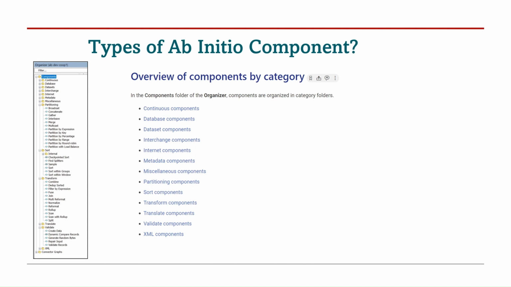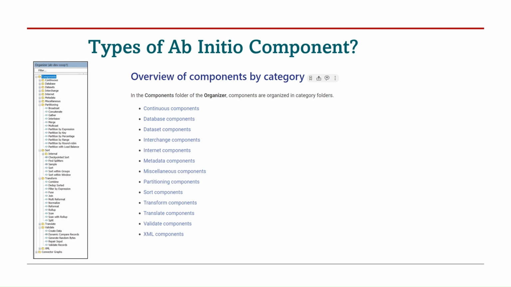Okay, in our future classes we will discuss each type of component, go through each component one by one, and see how they are used in our Ab Initio graph to achieve our functionality. This is just an overview to show what the organizer is and what types of components are present in Ab Initio.